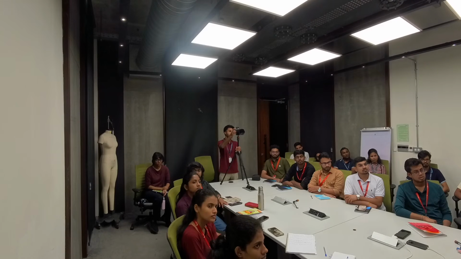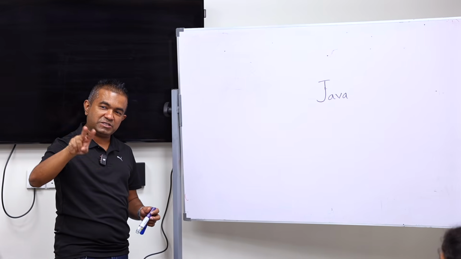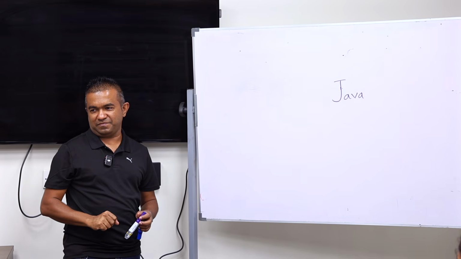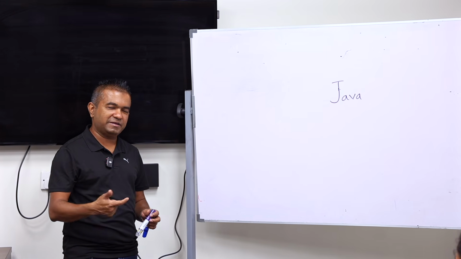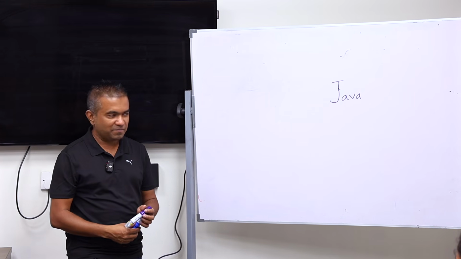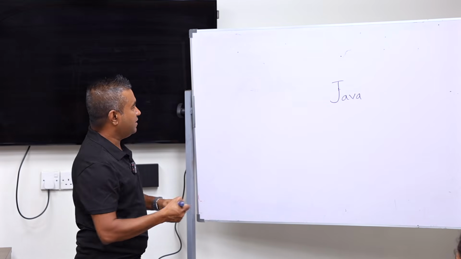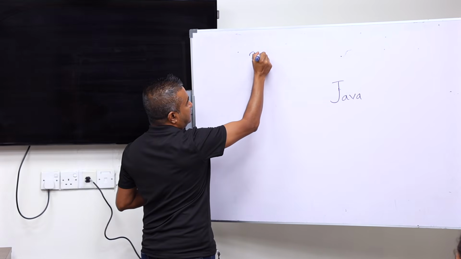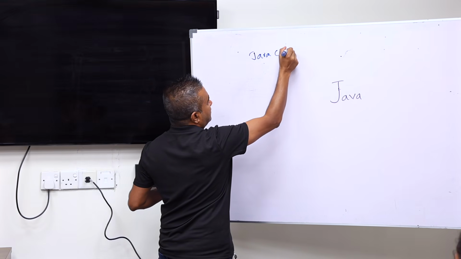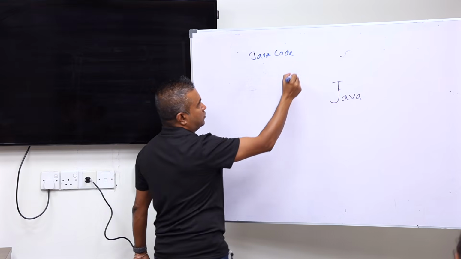So Java does both of our previous concepts, which are compilation and interpretation. So we are saying Java is platform independent. So we write Java code, which means .java files.